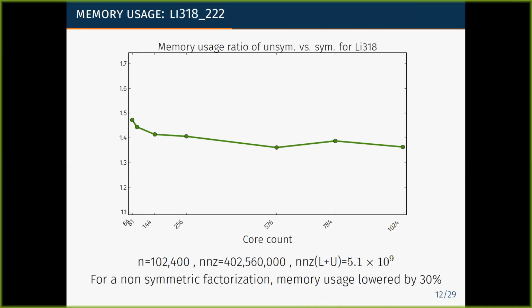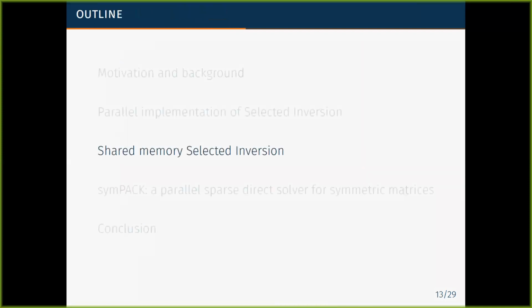So this is a good result though, because that means that for a particular platform size, you could run larger problems. All right, so that's what I have on this symmetric storage thing.